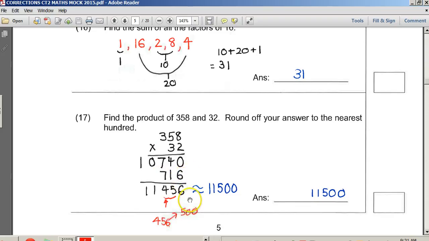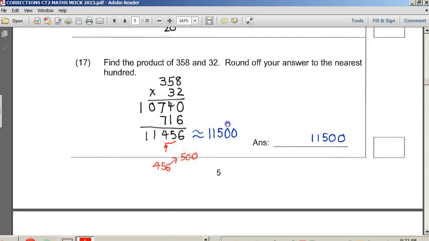All right. So round off your answer to the nearest hundredth. It means this 456 must become either 400 or 500. So when you look at 56, it is nearest to 50, right? So 456 is nearer to 500, not to 400, right? Of course, the rounded version is 11500.